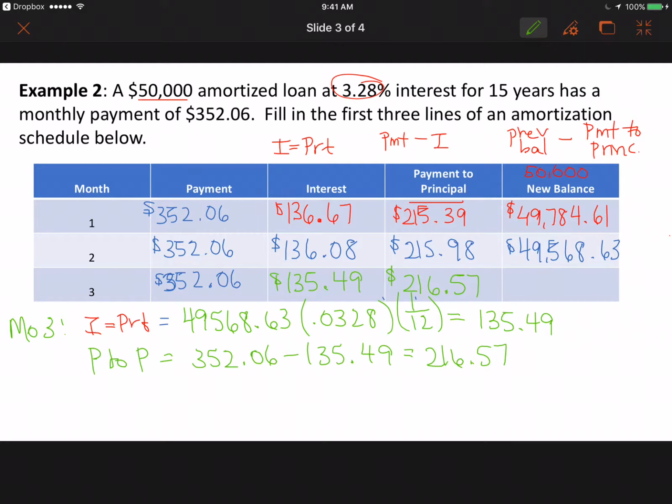And finally, the new balance on the loan, I'm going to take the balance in month 2, so 49,568.63 minus my payment to principal, 216.57. And I get 49,352.06.